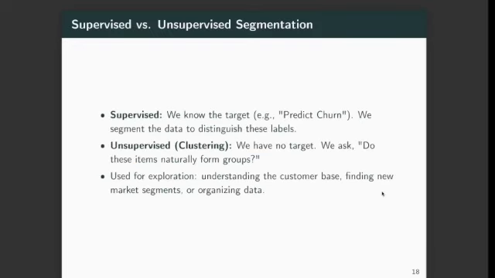And now we shift to unsupervised learning, specifically clustering. In supervised learning, we have a target variable, such as predicting whether a customer will churn or not, predicting yes or no, or predicting a numerical value. But in unsupervised clustering, we have no targets. So we are just asking if the data points naturally form groups. This is used to explore a customer base or to find new market segments.